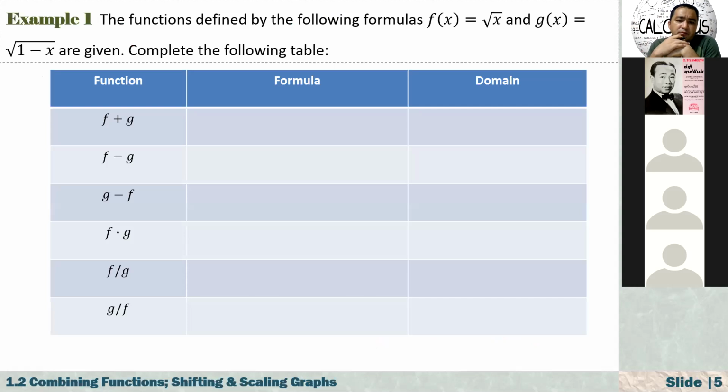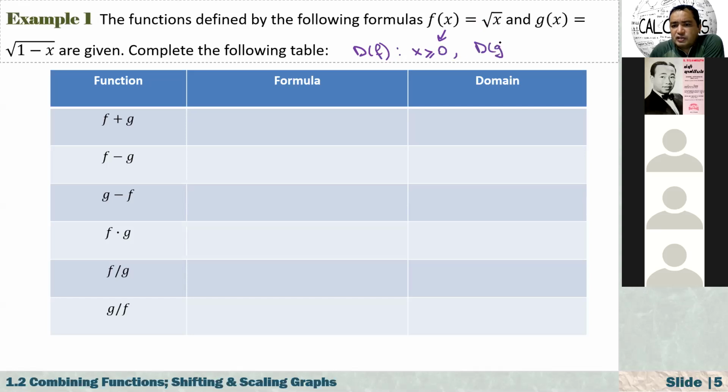The functions defined by the following formulas are given: f of x is equal to square root of x, and g of x is equal to square root of 1 minus x. Complete the following table. Immediately from here, what is the domain of f? The domain of f is all the numbers that are not negative, that is, x is greater than or equal to 0.